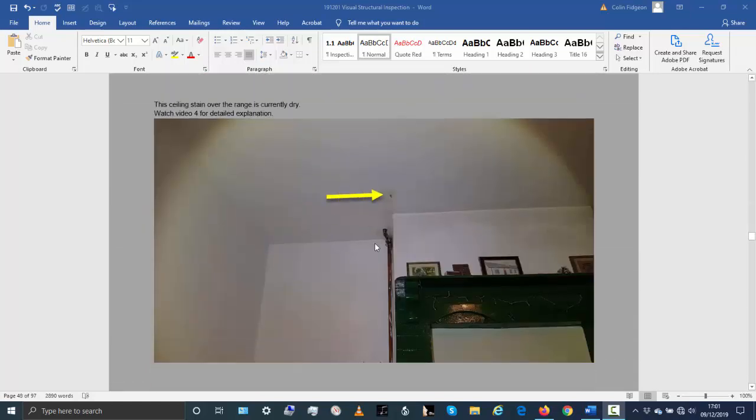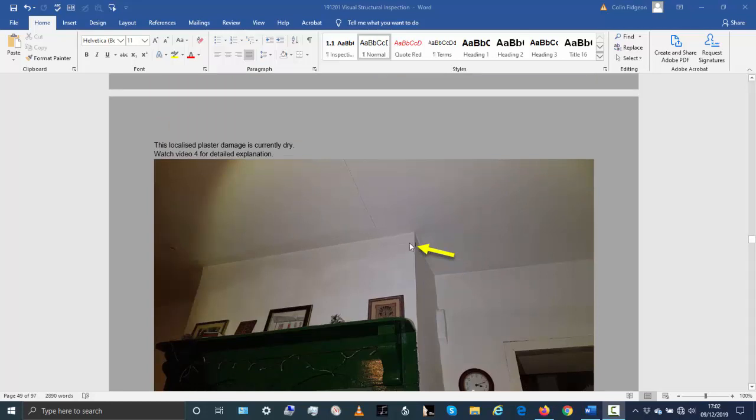Okay, now this was one of the stains that you asked me to have a look at here. This is over the range. There was a stain in the ceiling. When I checked that with my moisture meter, it's reading as currently dry, so I wouldn't worry about it. It may have been a slight plumbing leak that's been repaired. I had a look at the roof up there. It all looks very dry and in good condition, so I wouldn't say that there's anything to worry about. I would just fill that crack and paint over it.